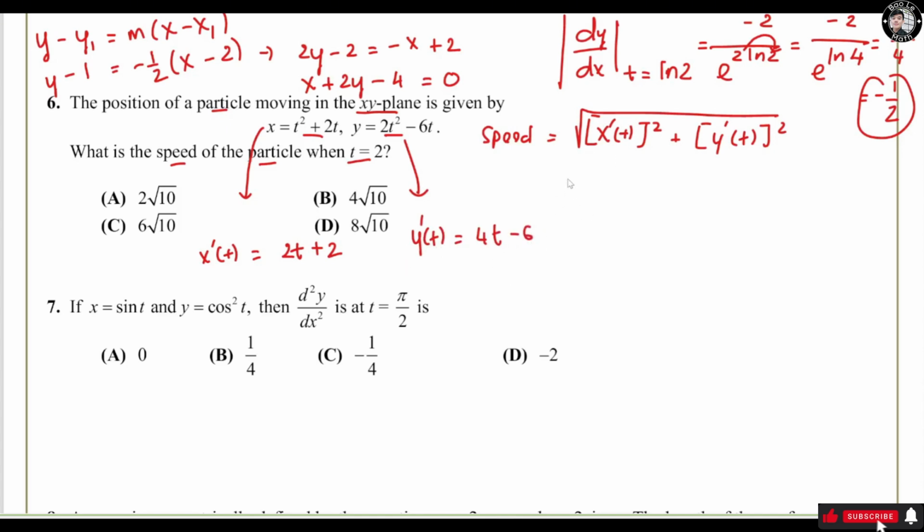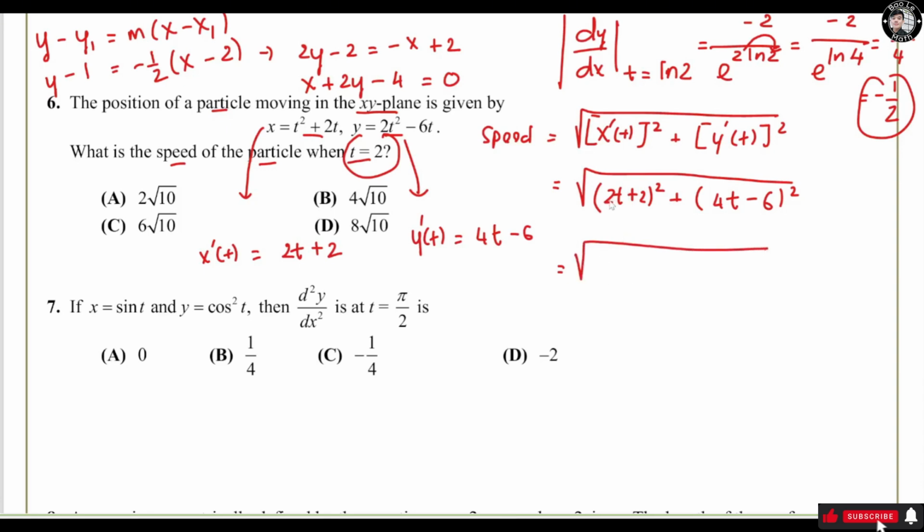So I substitute over here, so the speed should be square root of (2t plus 2) all squared plus (4t minus 6) all squared, right? I need to substitute 2 for t into these expressions, right? So I have square root of 2 times 2 is going to be 4 plus 2 is going to be 6 squared is going to be 36, plus 2 times 4 is going to be 8, subtract 6 is going to be 2 squared is going to be 4, right? So it could be square root of 40, right? So it's going to be 2 square root of 10, right? So the answer should be A.